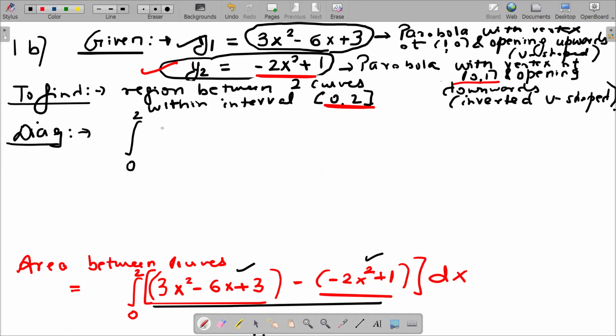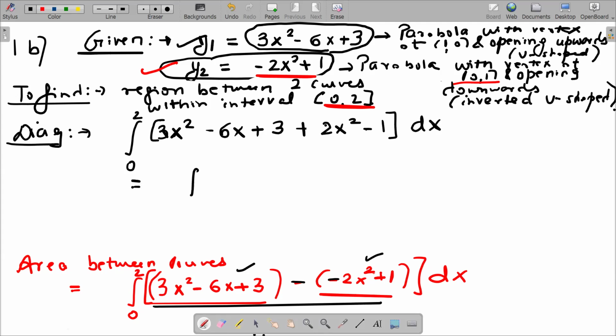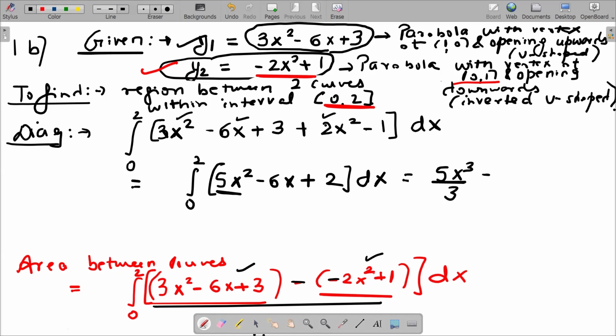Let me expand this whole thing. So this is going to be 3x square minus 6x plus 3 minus into minus makes it plus 2x square. And then again, I have minus into plus 1 is minus 1, dx. This is going to be integral 0 to 2 of 3x square plus 2x square is 5x square, minus 6x, plus 3 minus 1 is 2. Okay, integral of 5x square is 5x cube by 3. Integral of 6x is 6x square by 2. Integral of 2 is 2x. I run this from 0 to 2.